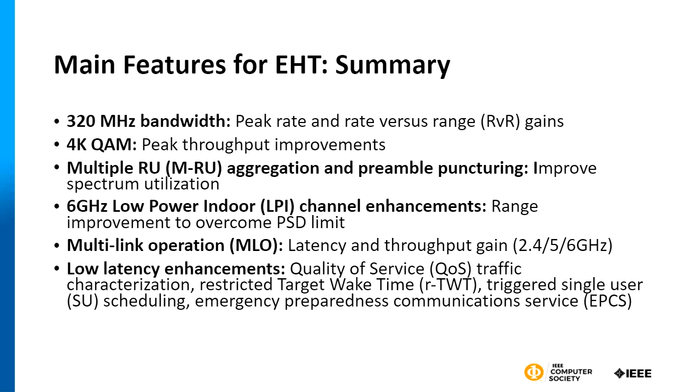So we expanded the bandwidth to cover 320 megahertz so that we have gains in terms of peak rate and rate versus range gains. The introduction of 4K QAM. Prior to 11be, we were limited to up to 1K, and this brought around 20% of peak throughput improvement. Multiple RU aggregation and preamble puncturing, essentially to improve spectrum utilization, and several enhancements in the 6 GHz band once FCC clearly defined the rules of operation in the 6 GHz, to ensure that we have range improvements to overcome the PSD limits that were defined from a regulatory perspective.